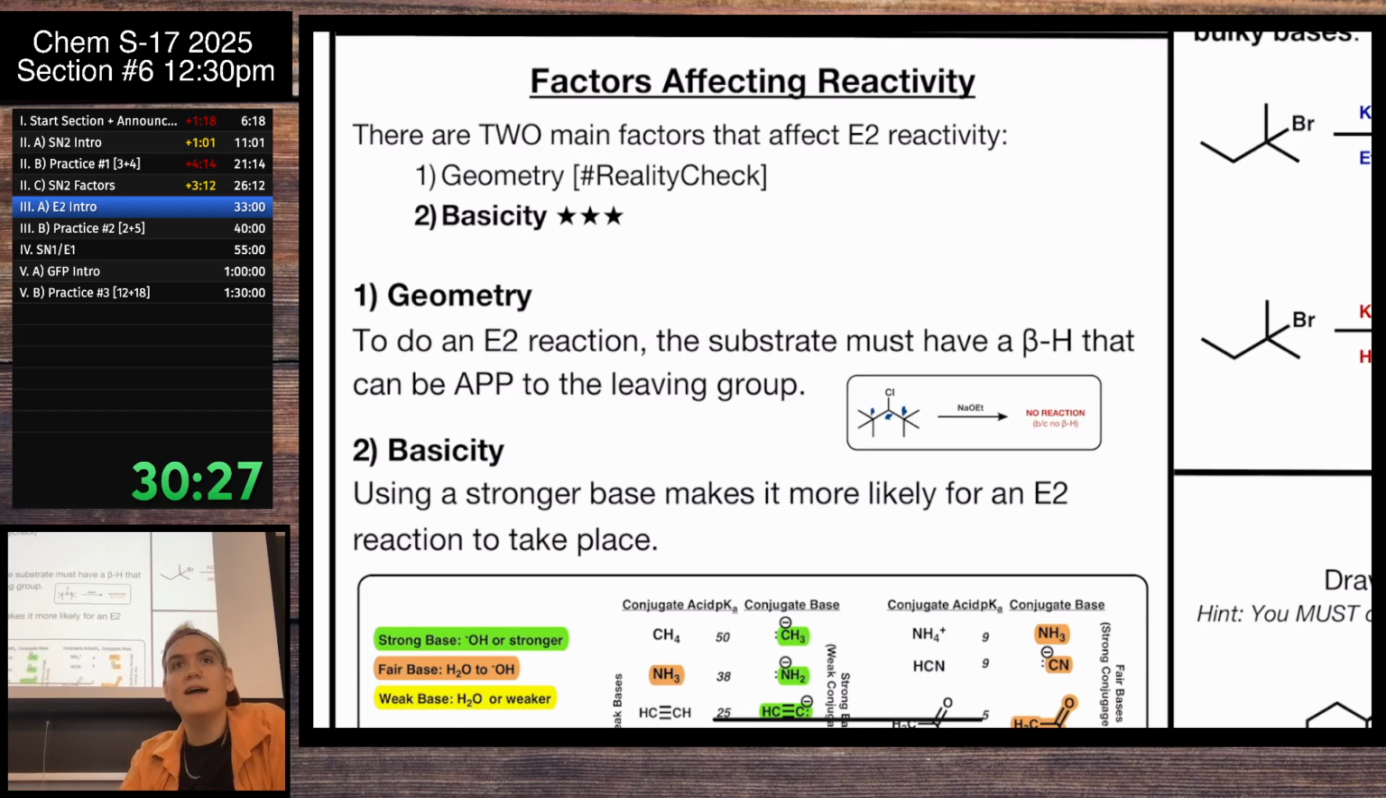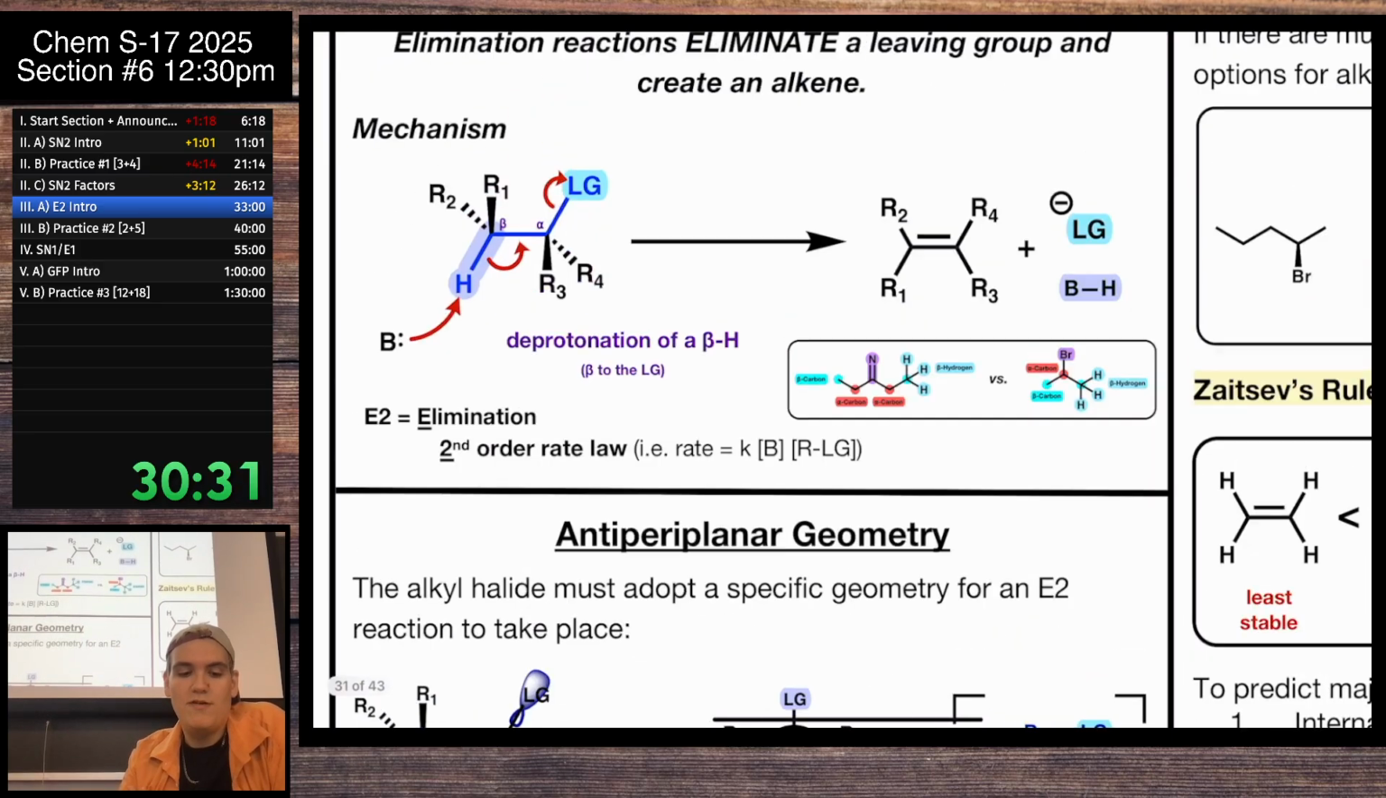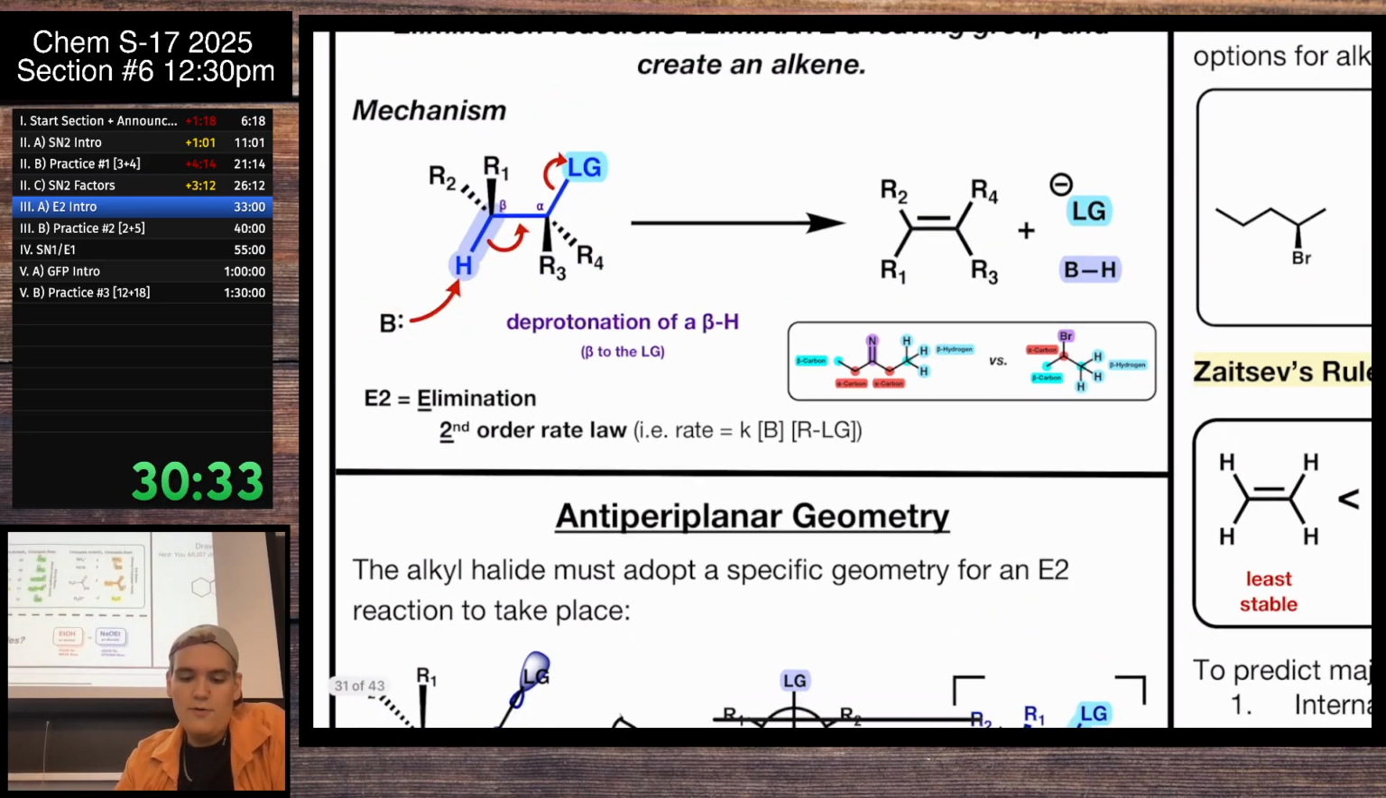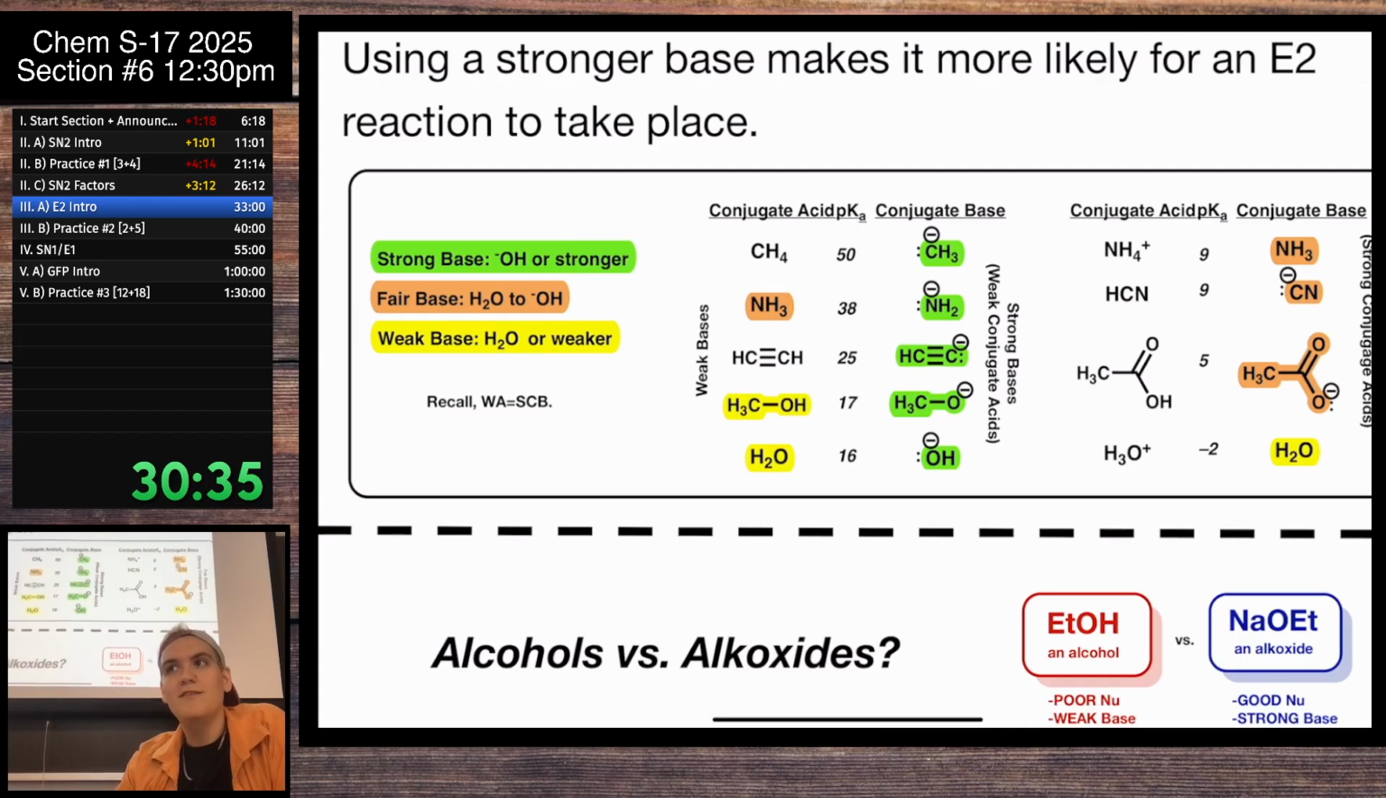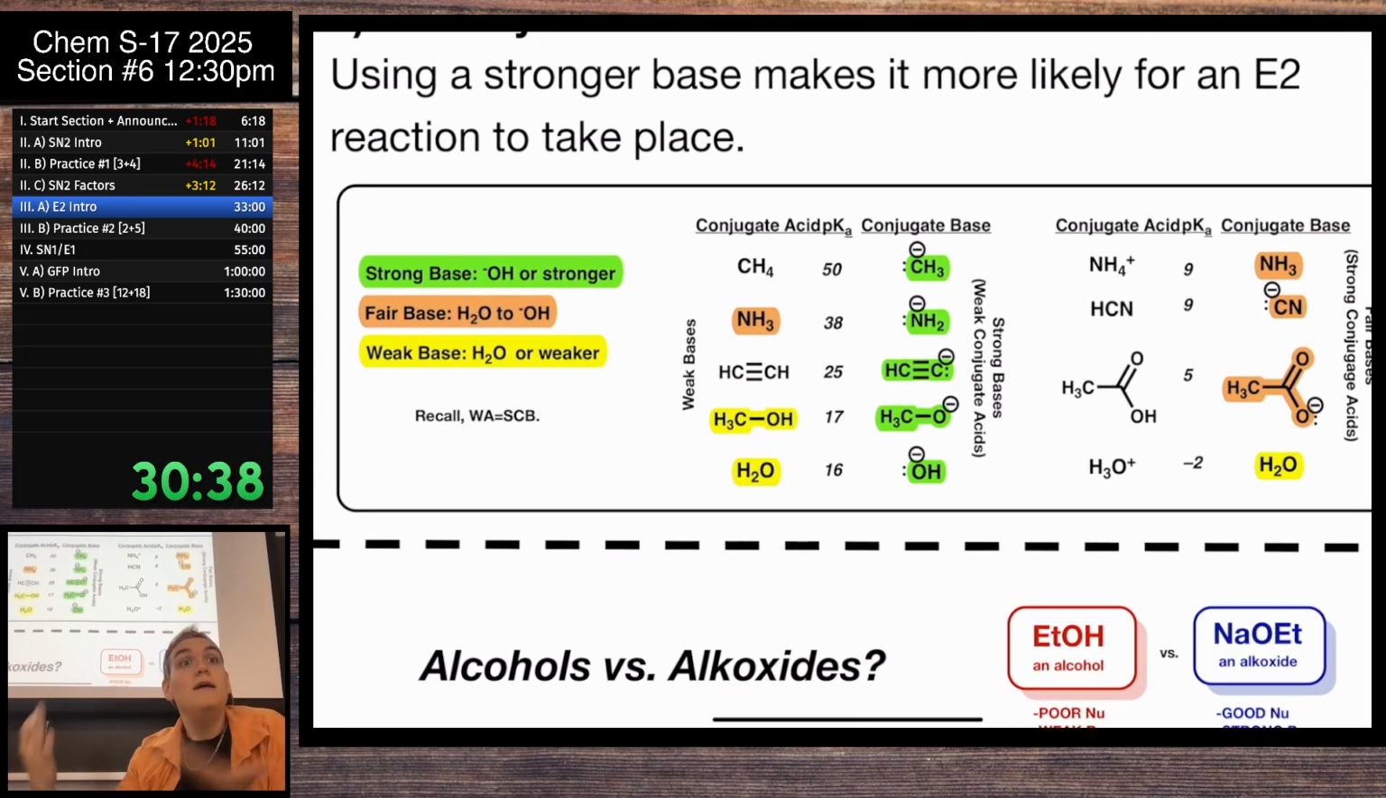Then, the second factor, the primary thing for E2, is base strength. We said that this is a base coming in and removing this hydrogen. So this is where your pKa values that you've memorized are coming back. It's something we will use, legitimately, and you'll use it in Chem 27. It comes back. You'll use it in med school. Know your pKa values.